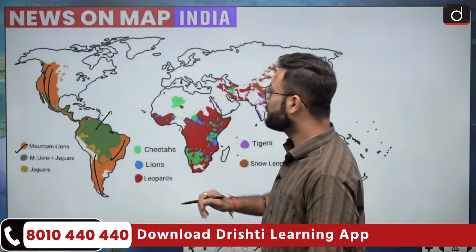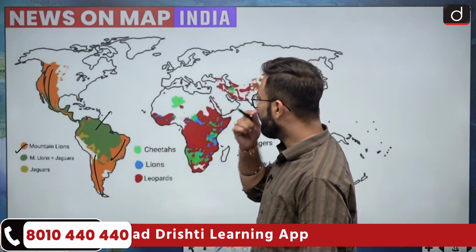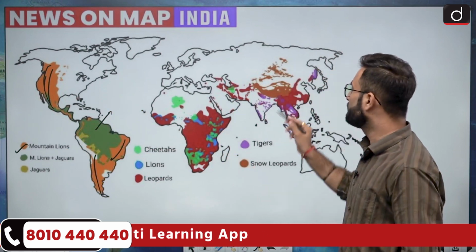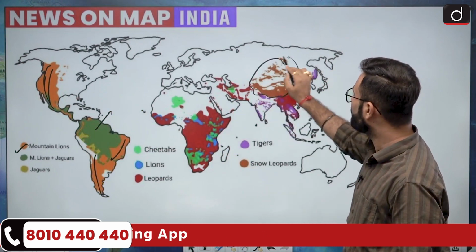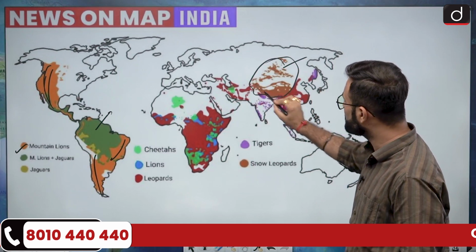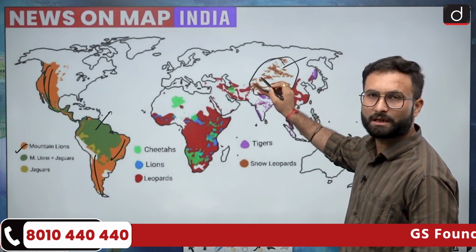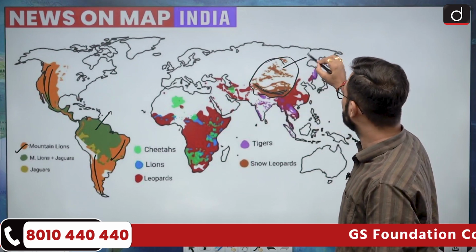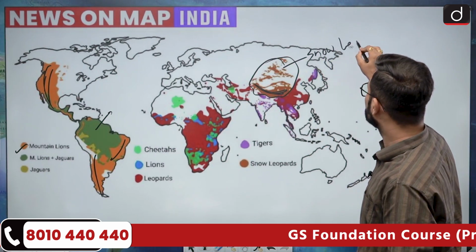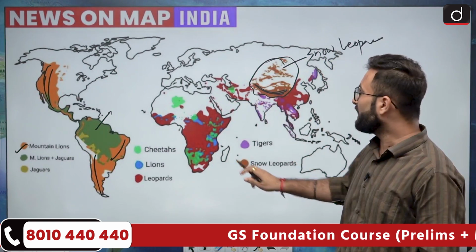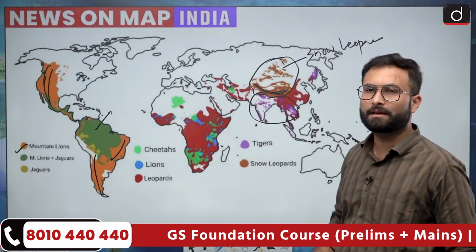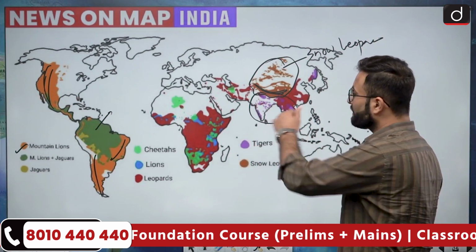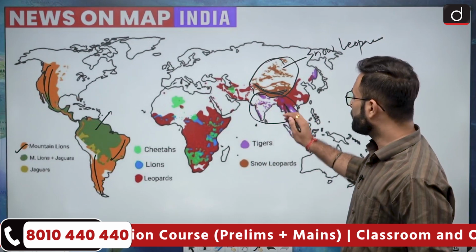Then moving further to the next one, when we talk about areas like this, basically this is where you find the snow leopard, because this is the Himalayan extent and then we have the Trans Himalayas. So this area is where you will find snow leopards. Tigers are found in this area. You know that the Bengal tiger and the other tigers are found in the Indian subcontinent and South Asia.